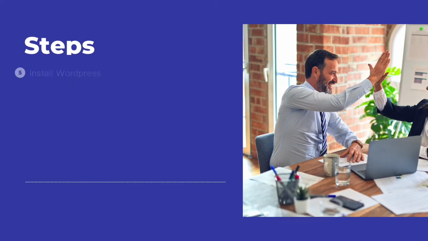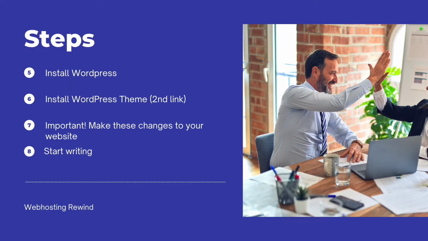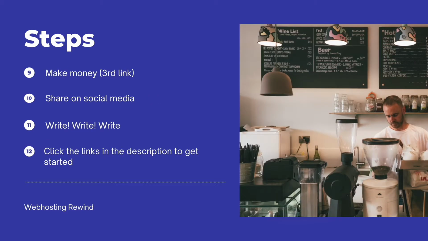After that, we are going to install something called WordPress. We are going to get a free and premium WordPress theme. After that, we're going to make some changes to your website so that you can actually start getting some traffic. And then I'm going to show you how to write. After that, we're going to look at different ways to make money with your blog, why you need to share your content on social media, and about how many blog posts you should write.